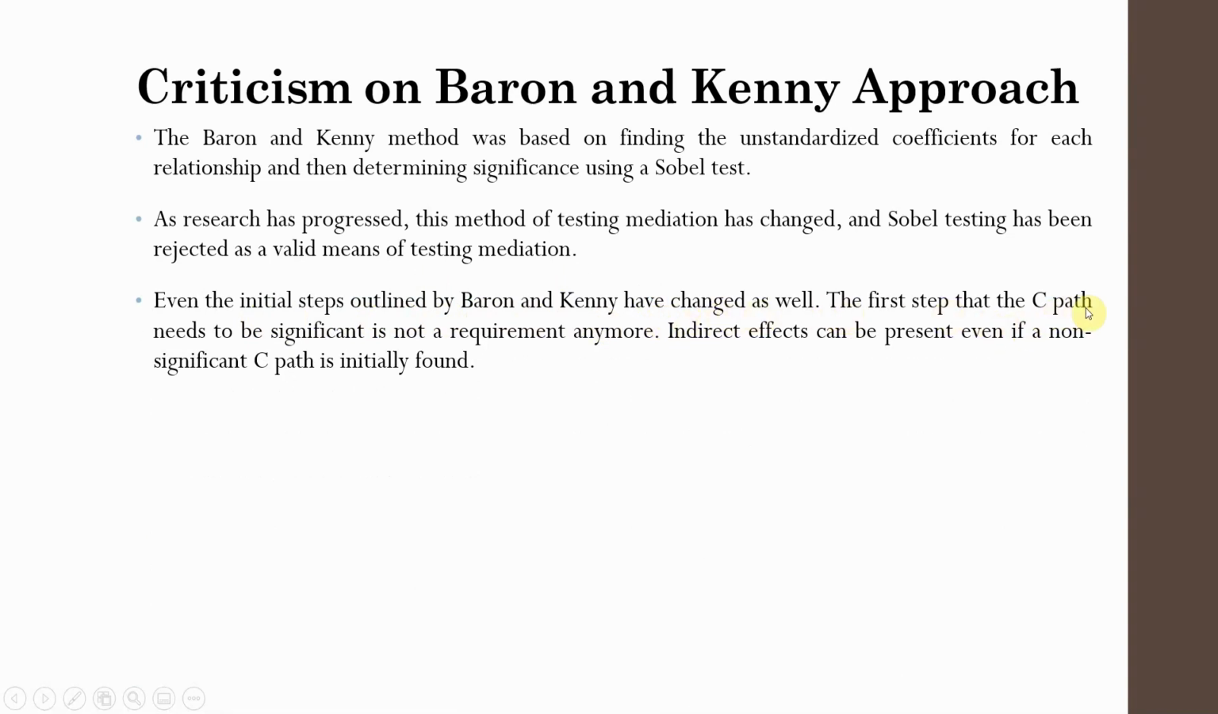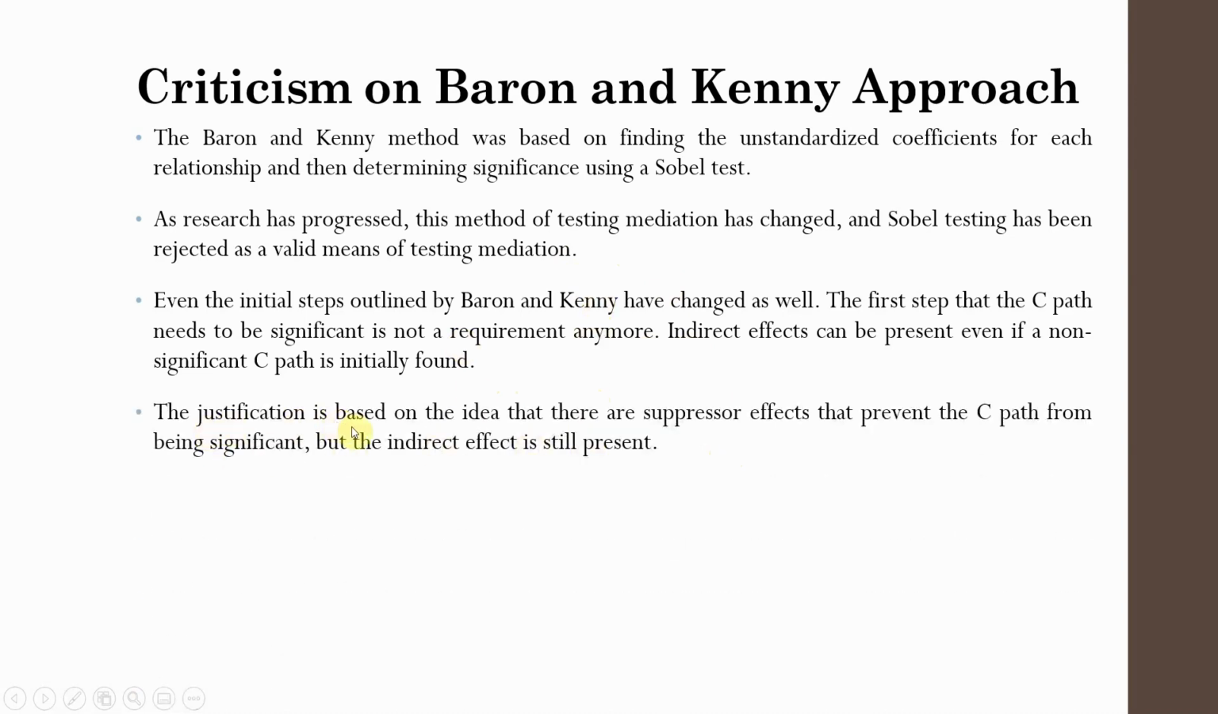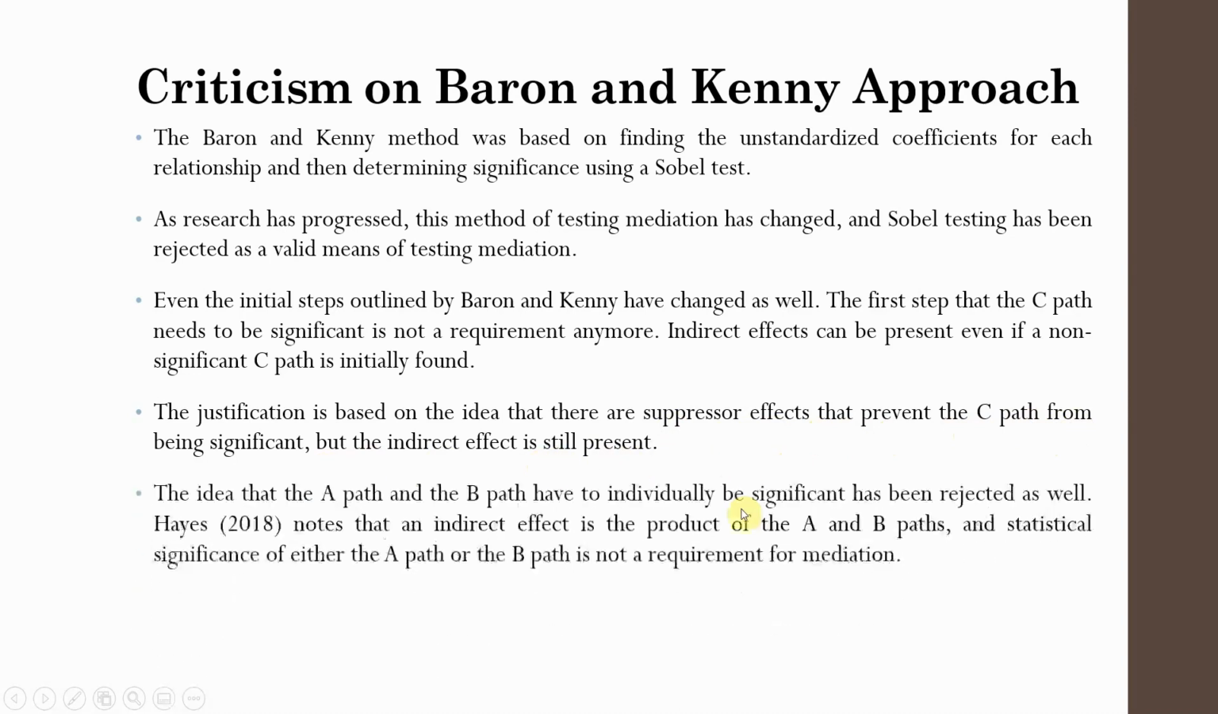The first step, that the C path needs to be significant, is not a requirement anymore. Your indirect effects can be present even if a non-significant C path is initially found. So even though your total effect initially, the impact of X on Y, is insignificant, you can still have a significant indirect effect. The justification is based on the idea that there are suppressor effects that prevent the C path from being significant, but the indirect effect is still present.